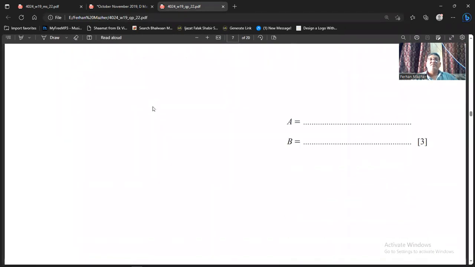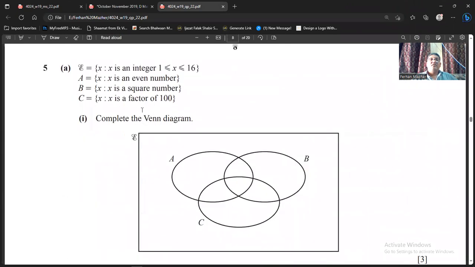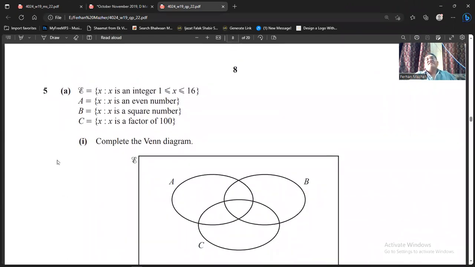Okay, so we are done with this question. Question number 5, he says the universal set has x such that x is an integer, x is greater than or equal to 1 and less than or equal to 16. So that means the universal set is from 1 to 16. And A is x such that x is an even number. So the even numbers will be 2, 4, 6, 8, 10, 12, 14, 16.